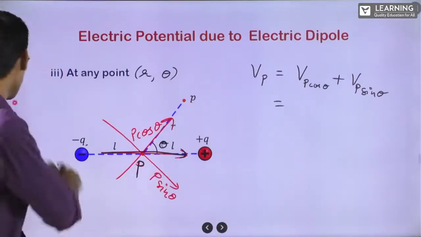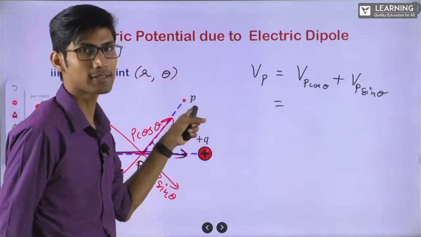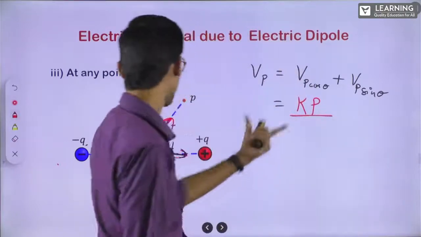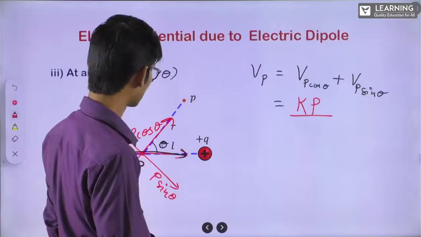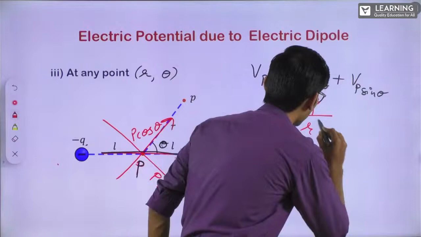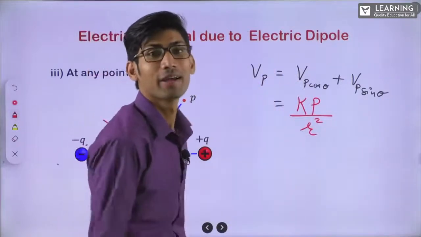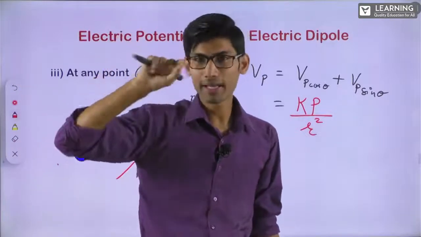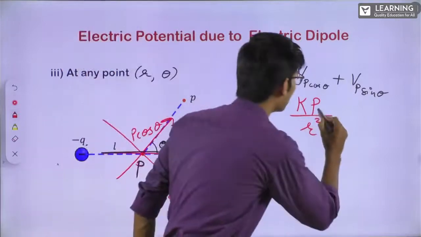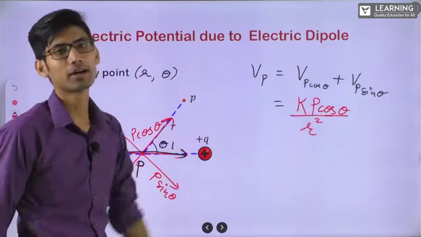So now V due to P cos theta. Since this point is at the axis, we can write Kp by the distance from the center, r square, correct? But here this P will not be P. There we took out at the axis due to dipole P. Here the dipole is not P, it is P cos theta. Clear? K P cos theta by r square.